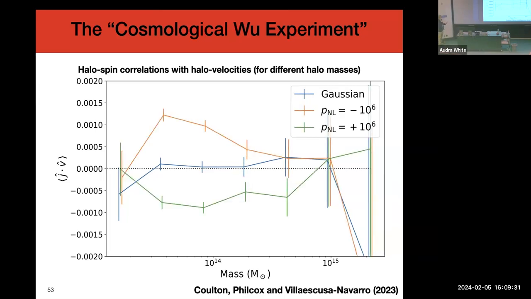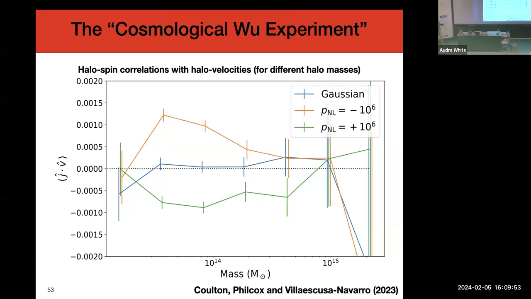What happens when we add in different types of parity violating physics in the early universe? These two models here have different signs of the parity violating physics in the initial conditions. We see a strong detection of these types of correlations between the spin direction and velocity, indicating that this statistic is a very powerful probe of searching for parity violation in the late-time universe.